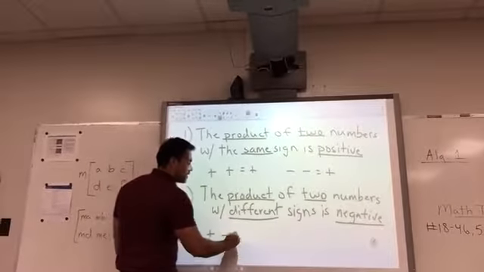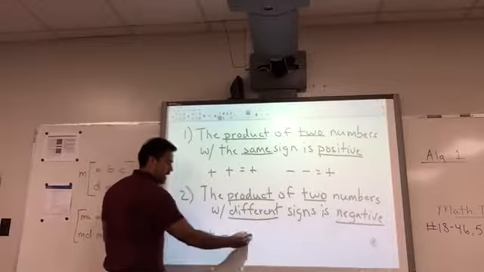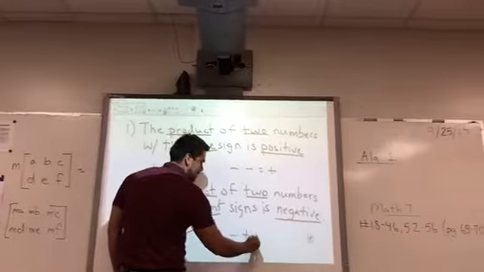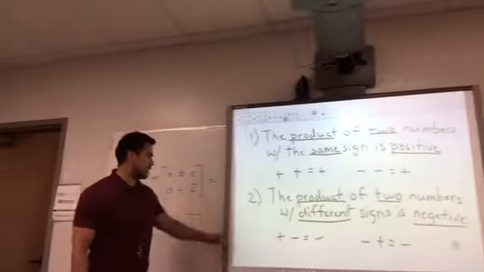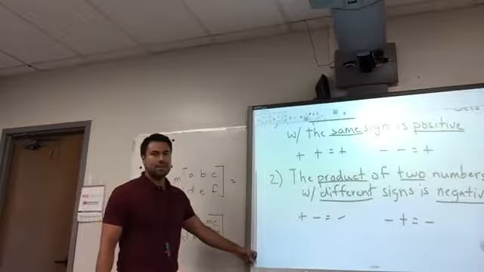So if I have a positive times a negative, what's that going to get me? Negative. If I have a negative times a positive, that's going to get me a negative. Opposite signs or different signs are going to be negative. You guys got that? Yes, sir. Okay.